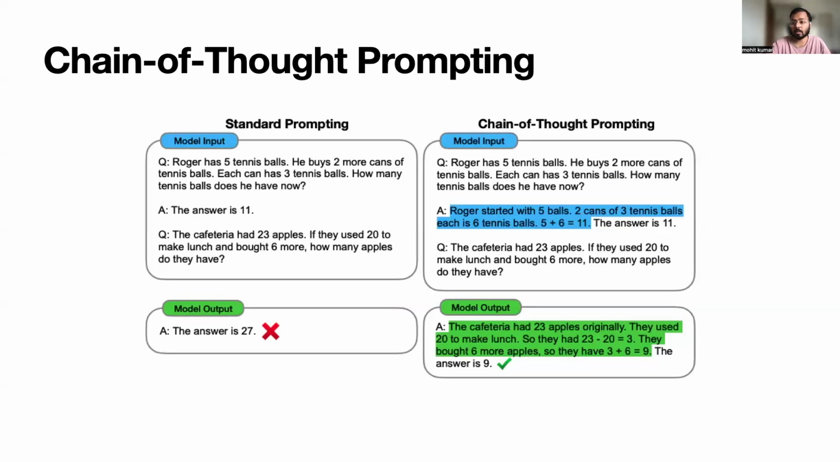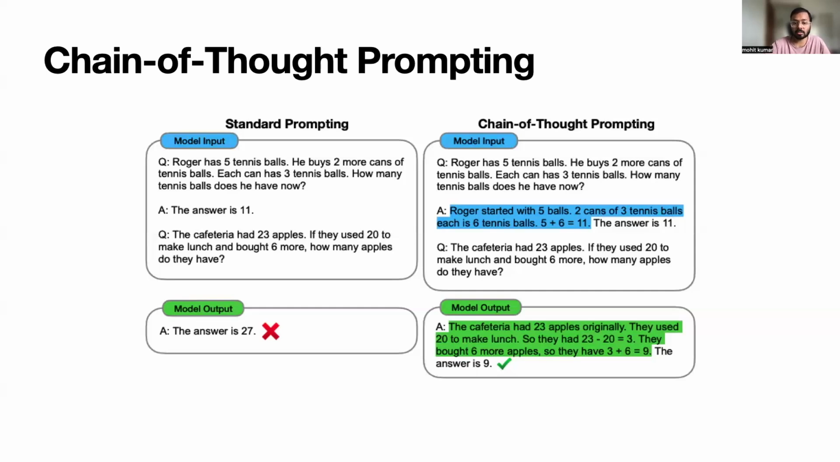Usually very helpful for tasks where some kind of logic is required. So for example, here you will see that there's a question about Roger has 5 tennis balls, he buys 2 more cans of tennis balls, each has 3 tennis balls. How many tennis balls does he have now, right? Now, if you just say the answer is 11, and then you ask another query and expect it to answer the query, it might be wrong.